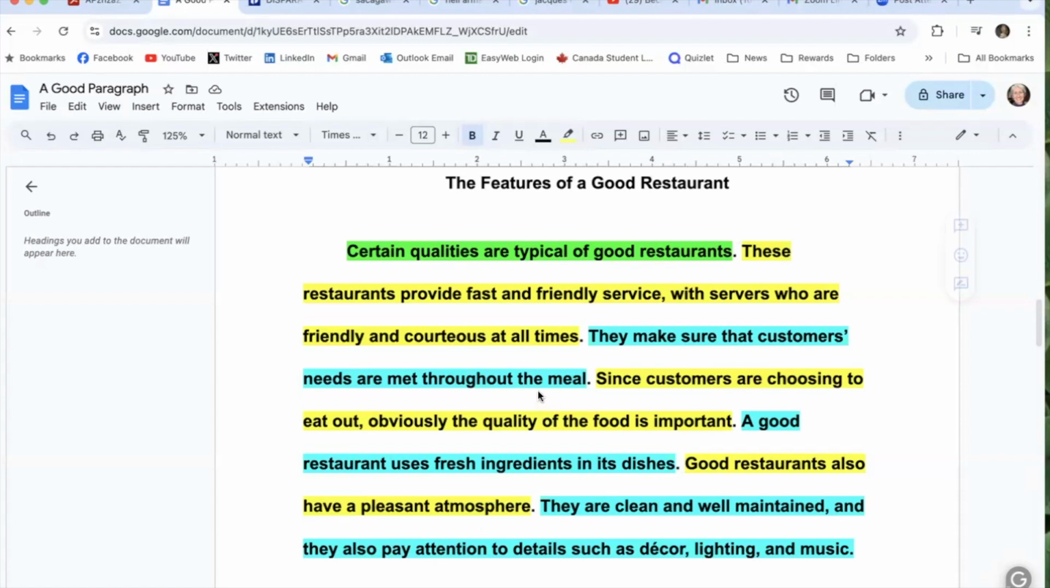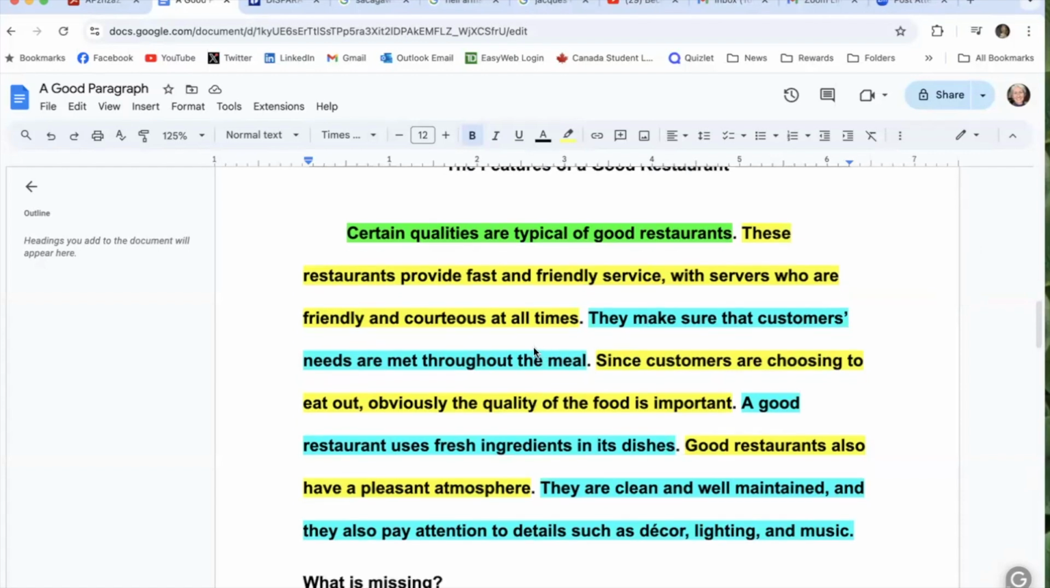Now, the sentences in blue are the supporting points. There's only one for each main point. And so the supporting point for the first main point, Jason, what is it?